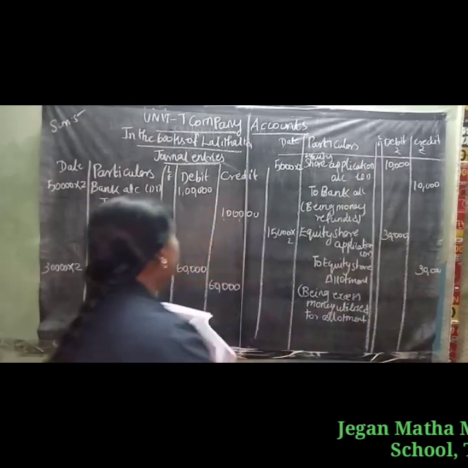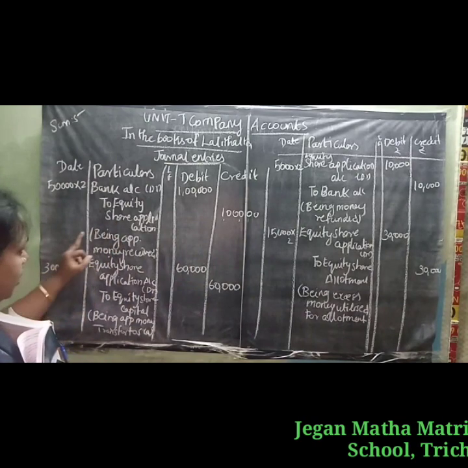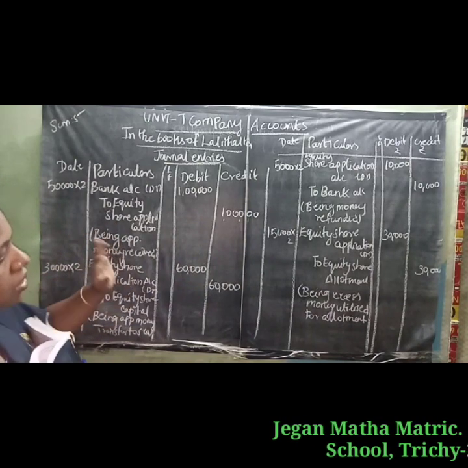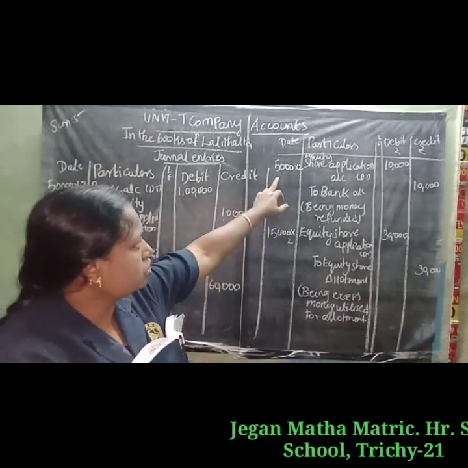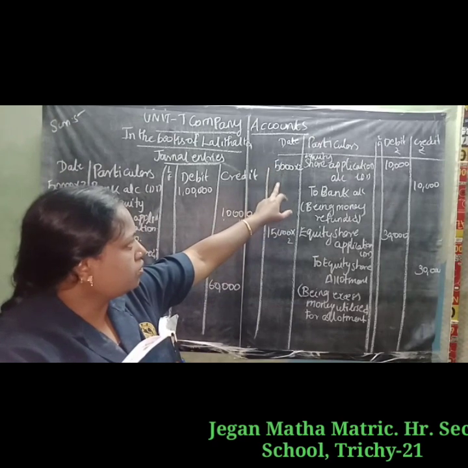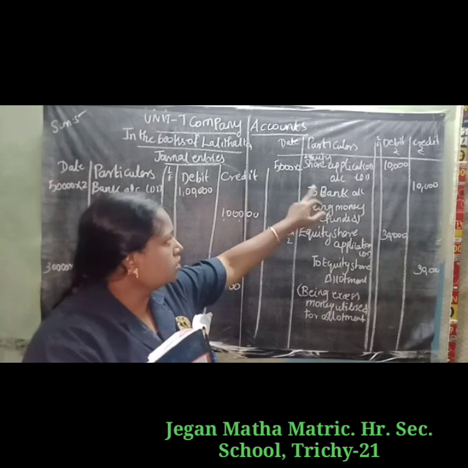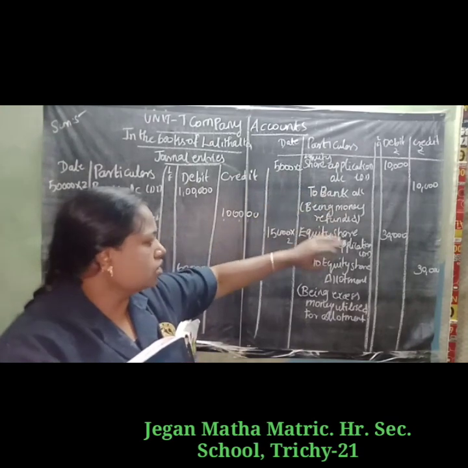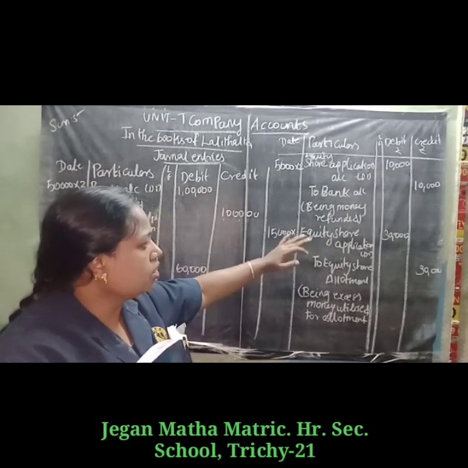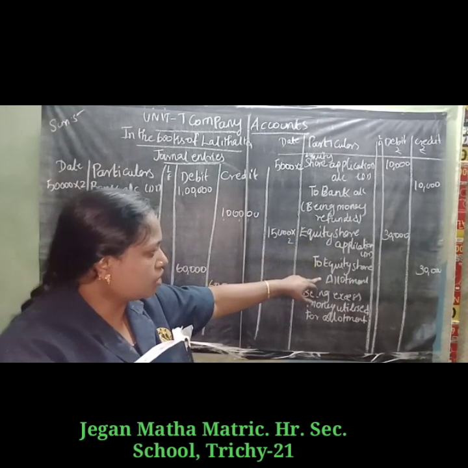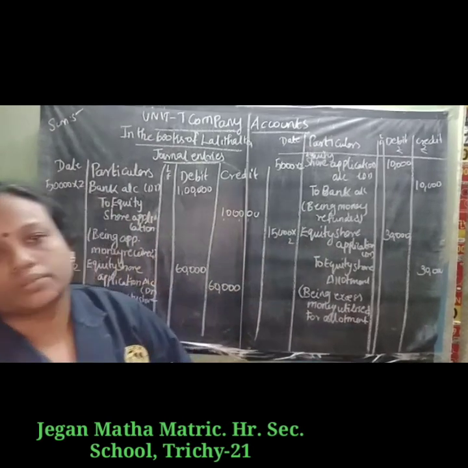So first entry for application received, second entry the application money transferred to share capital, third entry money refunded. 5,000 shares are not allotted, so the money you have to refund: share application account to bank, 5,000 into 2 rupees, 10,000. Then the next entry, the excess application money is utilized for allotment: equity share application account to share allotment, excess application 15,000 into 2 rupees, 30,000.